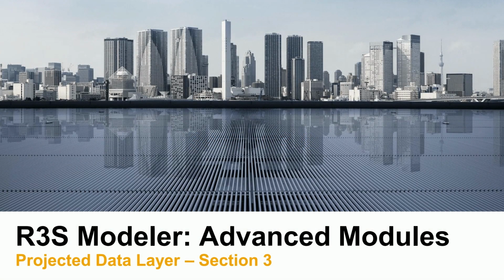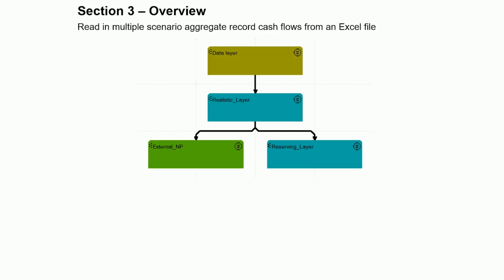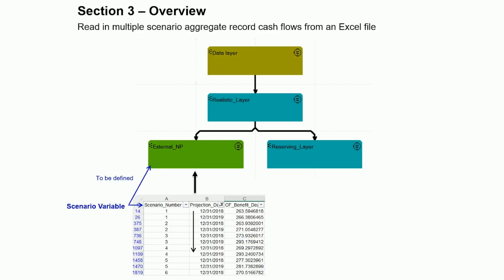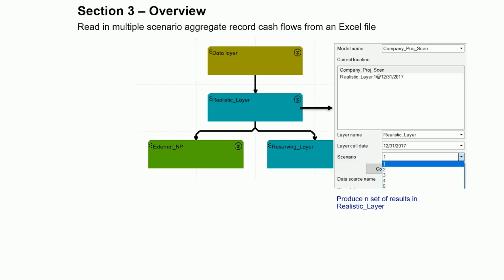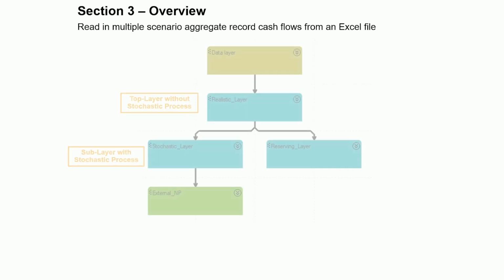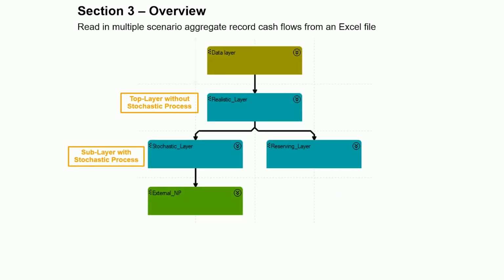Section 3.0. In this section, we will show you how to read in cash flows from an Excel file for multiple scenarios. This involves creating a stochastic process to read in the multiple scenario cash flows, and it will produce a set of results in the realistic layer. In this section, we will also show how to use the stochastic return value variables property to do post calculations on the scenarios being read in before being passed to the main layer.